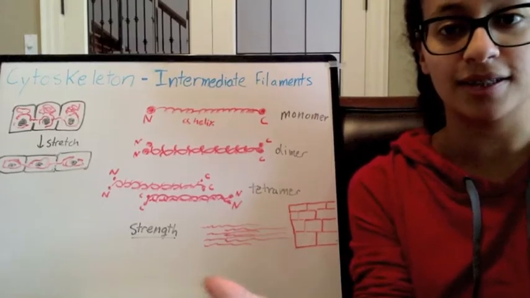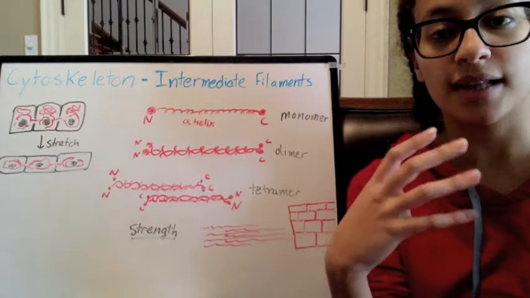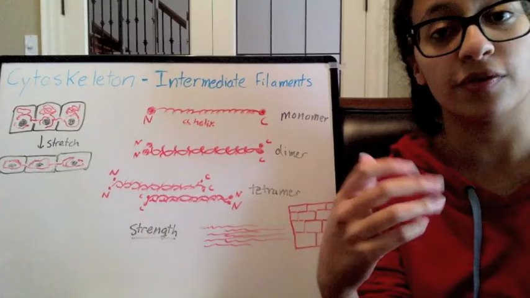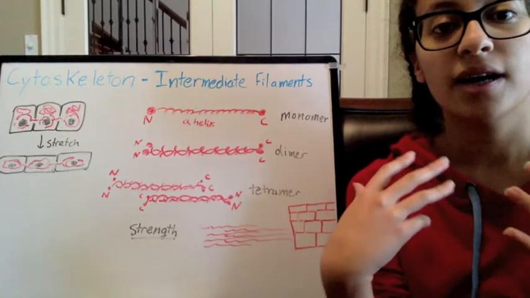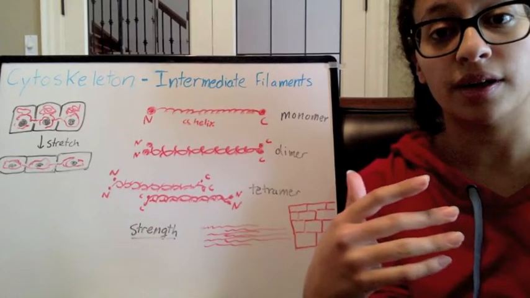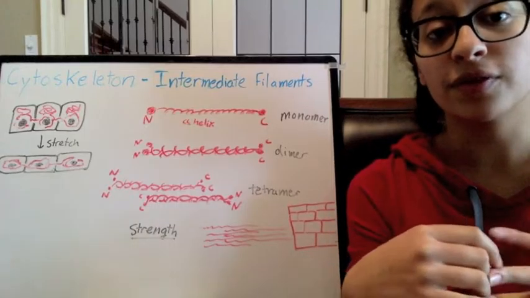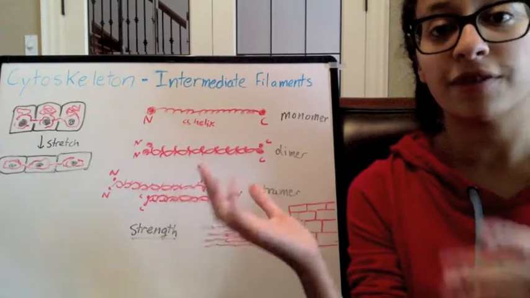The cytoskeleton is what helps give a cell its shape and helps it also move around. So we'll be discussing three main components within the next few videos. The first one is the intermediate filaments.